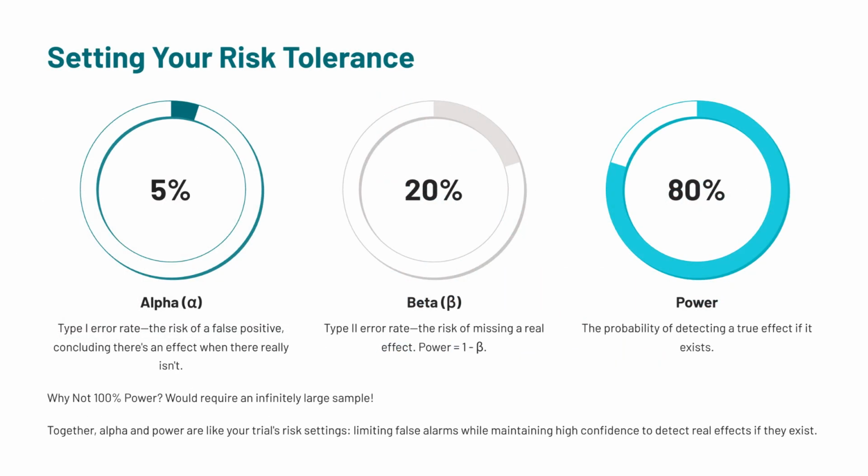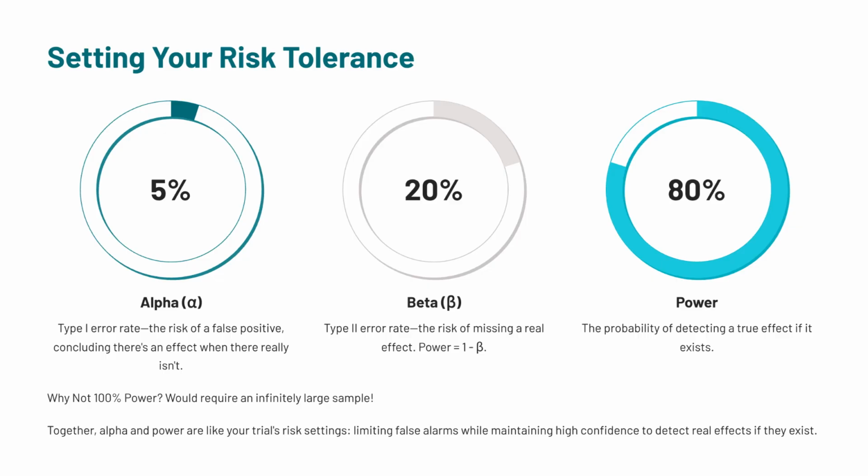The first key component of any sample size calculation is setting your risk tolerance, meaning setting the significance level and target statistical power. The significance level, often called alpha, represents the risk of declaring a treatment effect when there really isn't one. By convention, alpha is set at 0.05, which limits the false alarm probability to 5%.